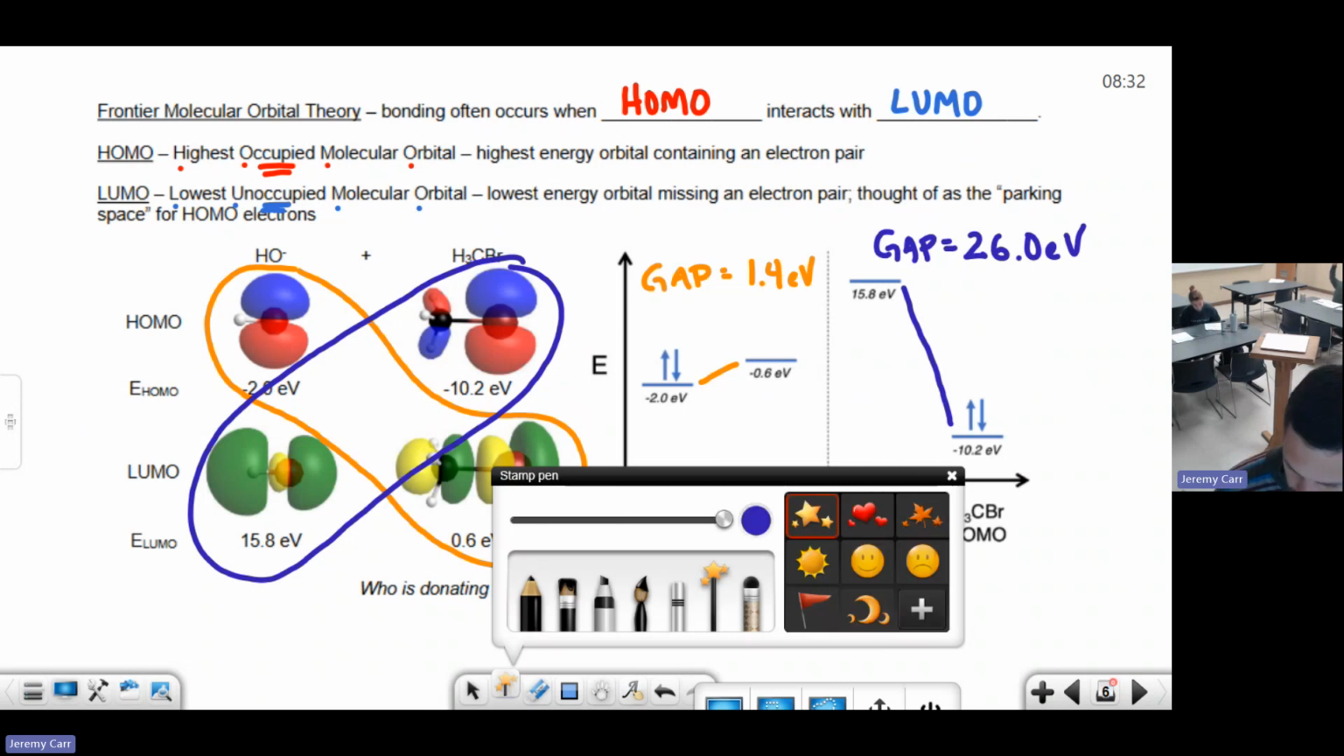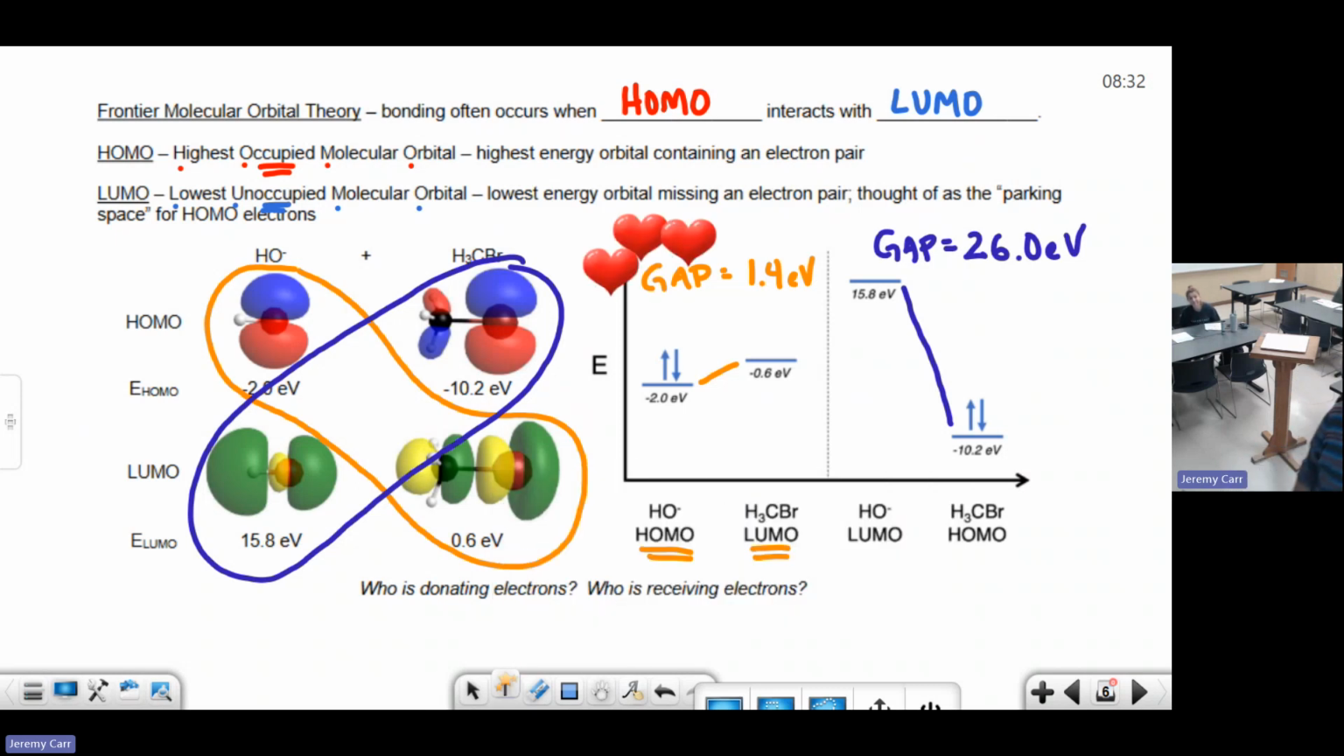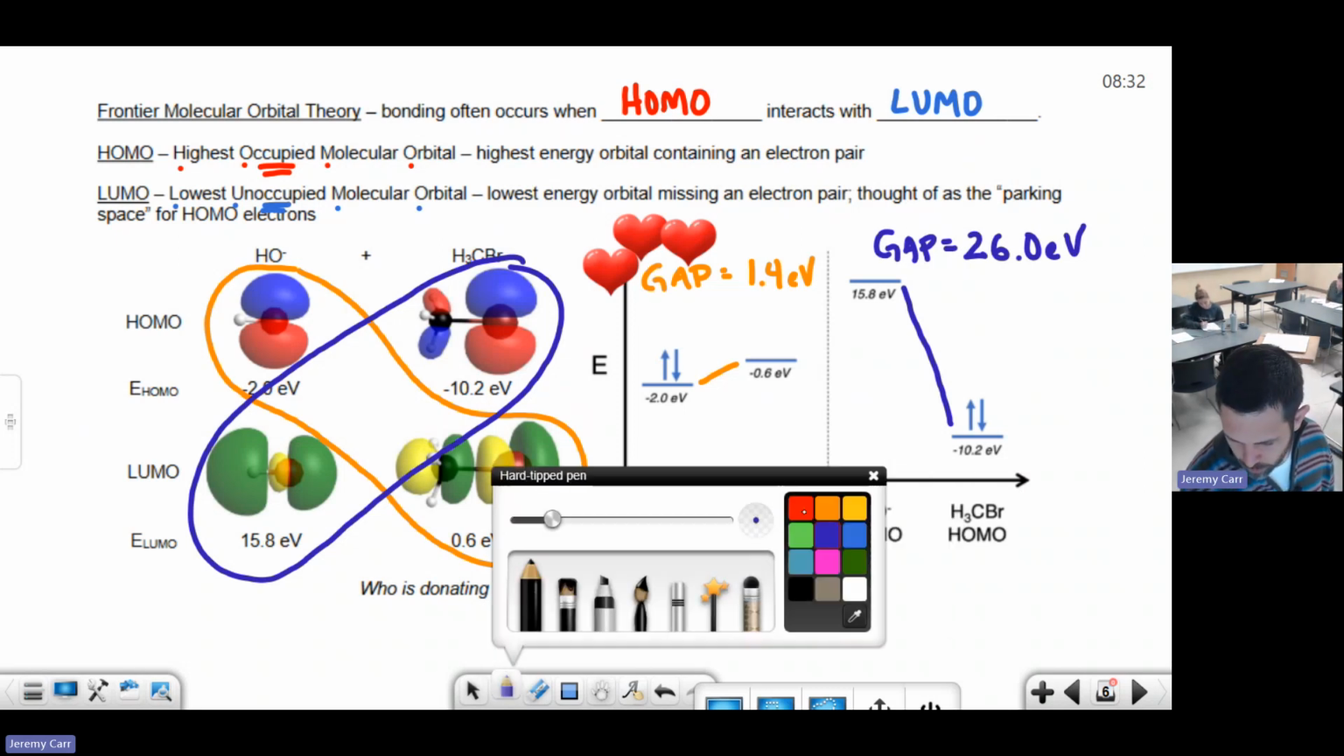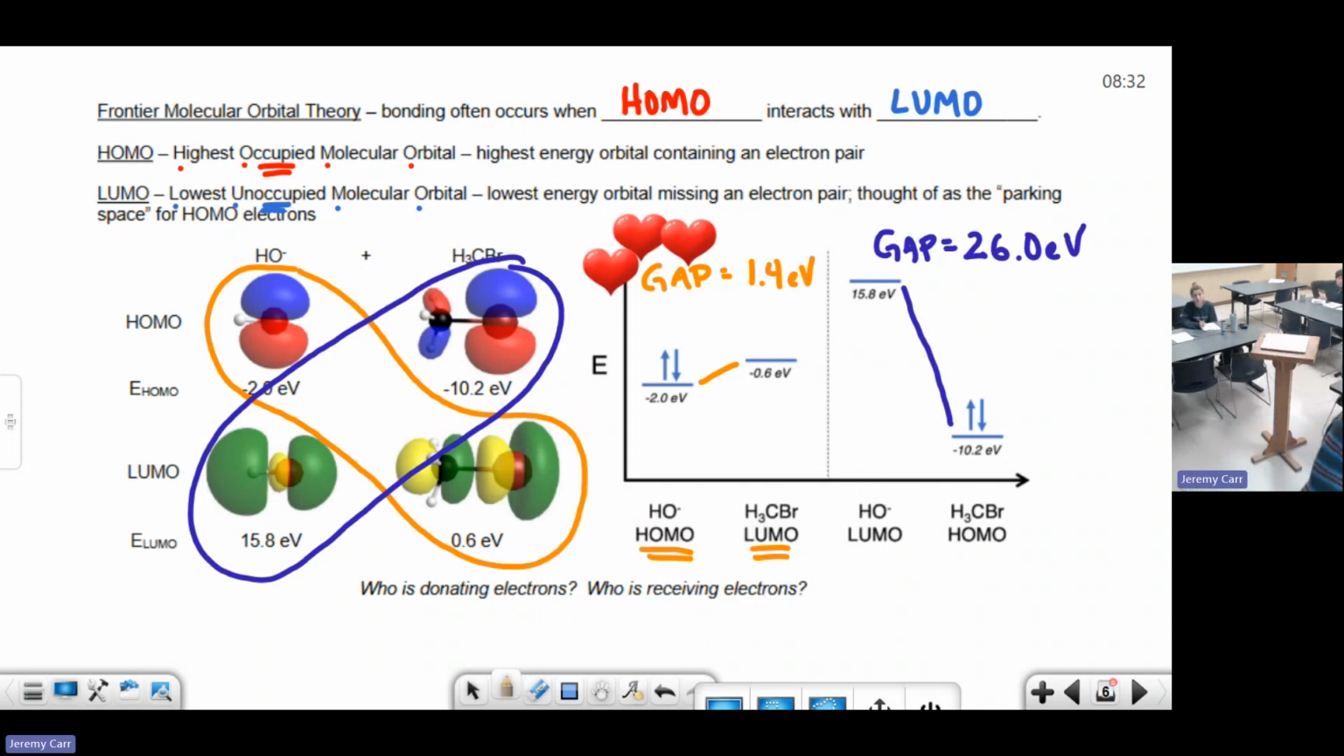So this tells us something right here. Put a little heart by it, this is the arrangement that we want to see. We want hydroxide's HOMO, the electron-rich species, reacting with methyl bromide's LUMO. And so what frontier orbital theory really tells us is this. Who is donating the electrons in this case? Well, when we looked at our energetics, we saw that we want the hydroxide HOMO. And since the HOMO, the highest occupied molecular orbital, is where the electrons are, that's where the electron richness is. This is hydroxide. It's actually donating the electrons here.